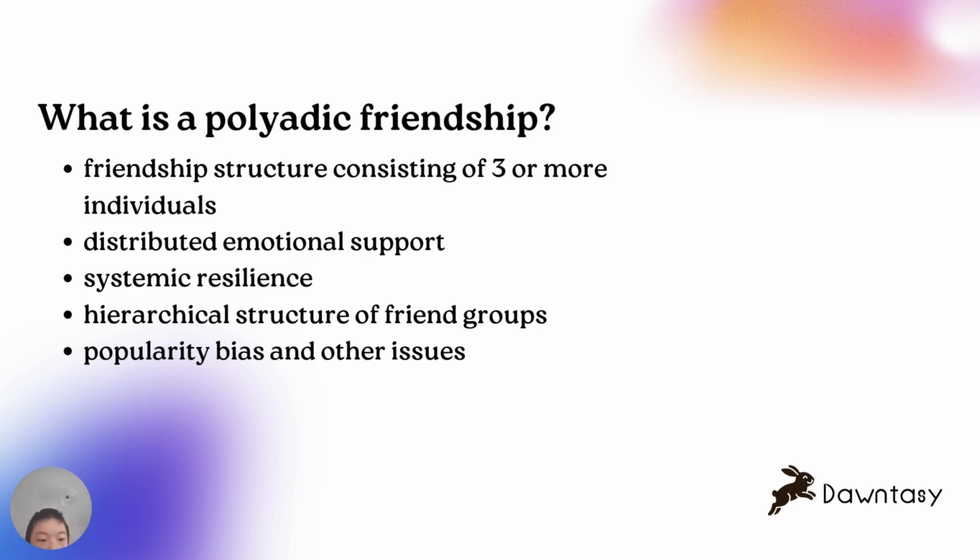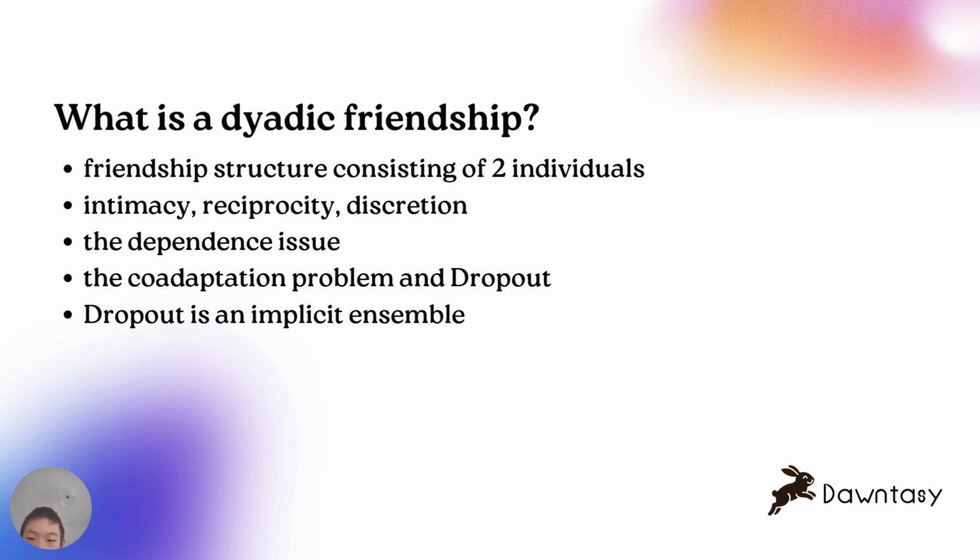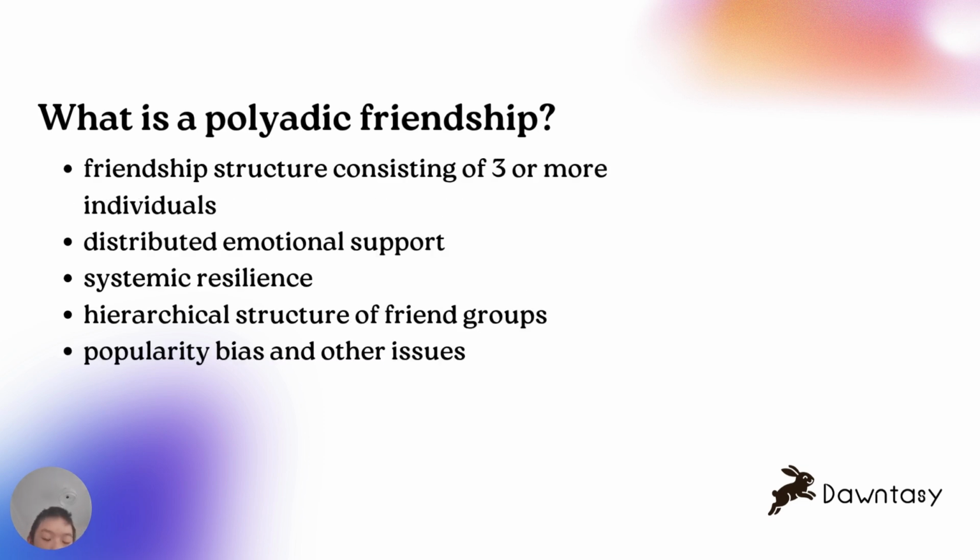friendship groups. A friendship group is a structure consisting of three or more individuals. So, as the name suggests, it's a group. In this case, there's distributed emotional support because there are many people you can consult. It's also very resilient, because if one person leaves, the whole friendship group takes an impact, but it's obviously not catastrophic. Unlike a two-way friendship, where if one of them leaves, then most of it's gone. So it's very resilient to this.